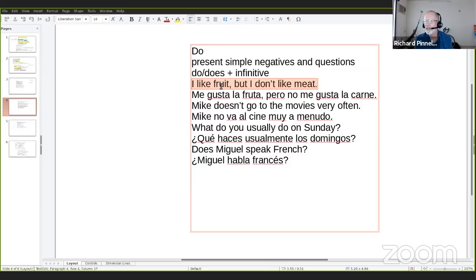Good. The next example, Mike doesn't go to the movies very often. Patricia? Mike doesn't go to the movies very often. Ricardo, very good. Raul? Okay, Mike doesn't go to the movies very often. Good. And finally, Israel. Mike doesn't go to the movies very often. Very good.